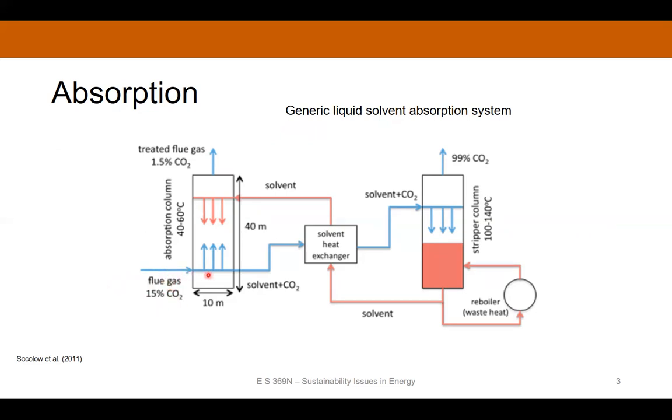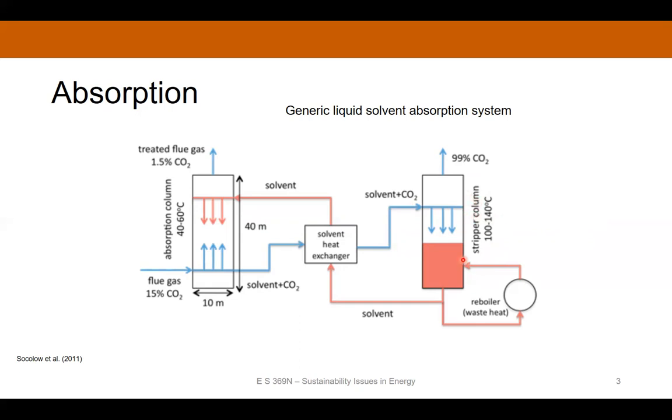Then what it does is that flue gas reacts with a hot solvent, usually around 40 to 60 degrees Celsius. The majority of that CO2 will be dissolved in that solvent, and then the treated flue gas will come out. So you can see in this case, they're assuming we're capturing 90% of the incoming CO2. Okay, so the solvent containing CO2 comes out this pipe here, goes through this heat exchanger, and then goes into what's called the stripper column.